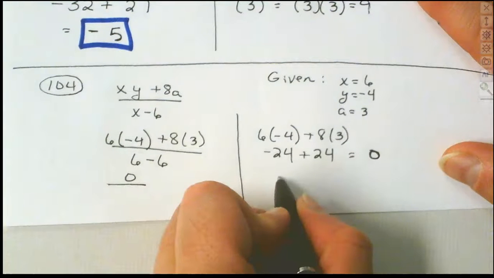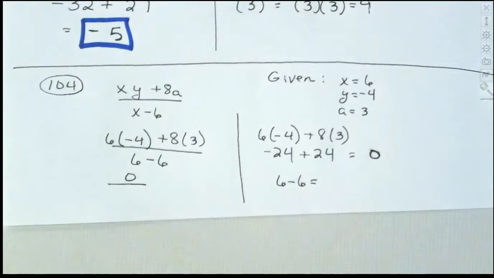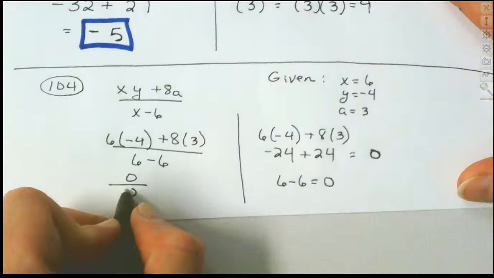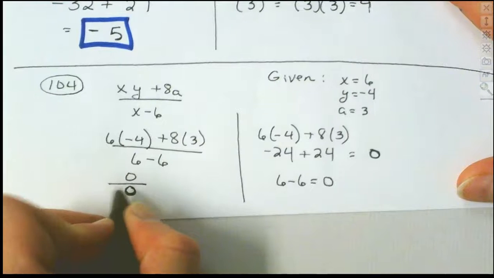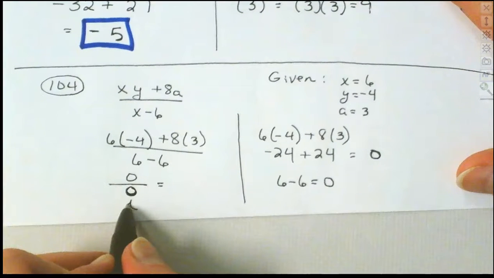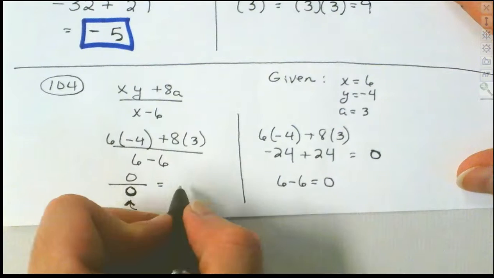Down below, we've got 6 minus 6, which again makes it what? Make sure I copied it correctly. Yep, 6 minus 6 makes it a 0. Now, what happens when you have 0 over 0? Well, 0 over 0 is not 0 because 0 is down below. That's the one that controls everything. 0 divided by 0 is not 0.